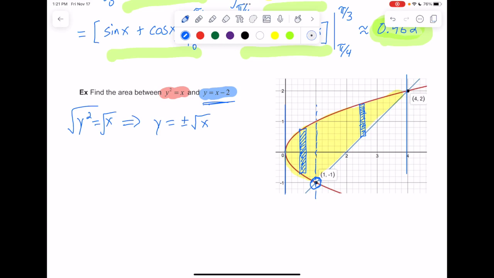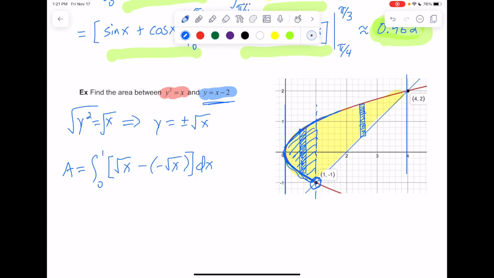So let's set up the area, and then we'll do antiderivatives, and then we'll find the value. So the first integral is going to go from 0 to 1, where the top boundary is the square root of x, and the bottom boundary is negative the square root of x. From 0 to 1, the upper boundary is the top half of the parabola, and the lower boundary for the height is the bottom half of the parabola. And the width would be dx. So that gives this portion right here.